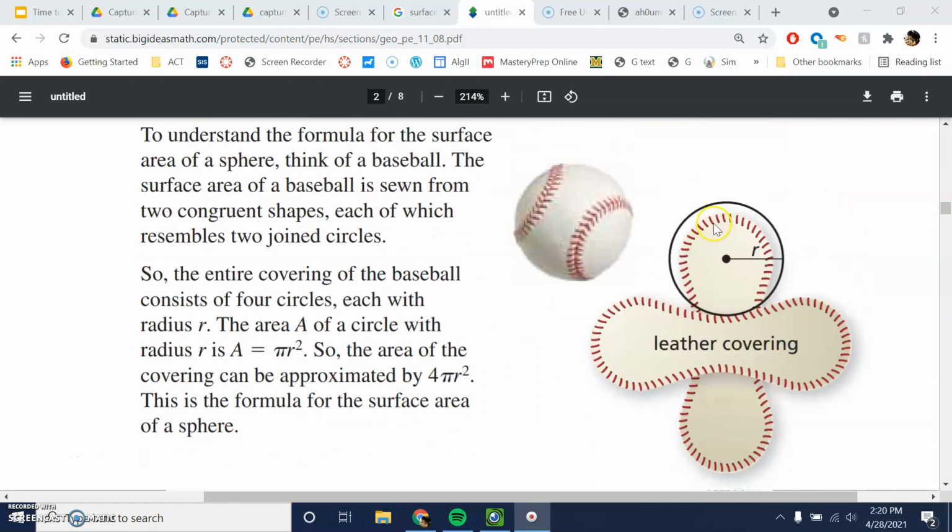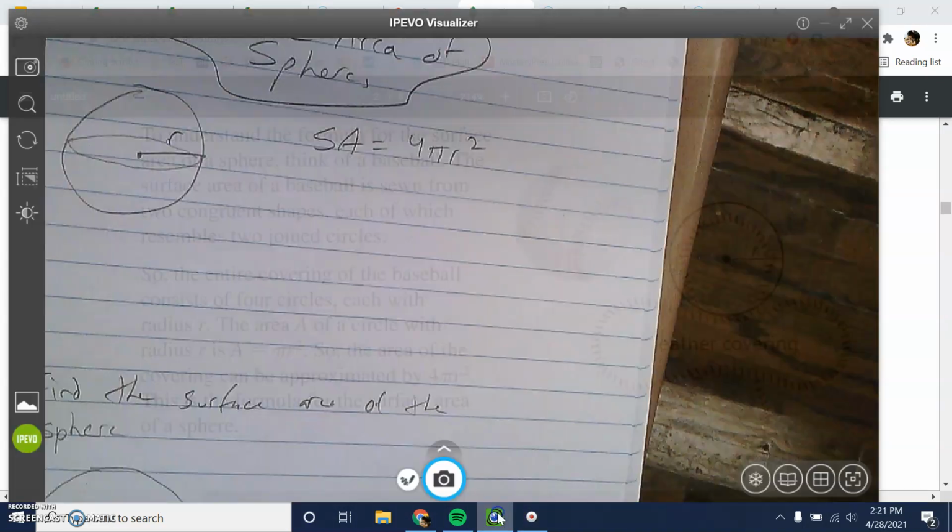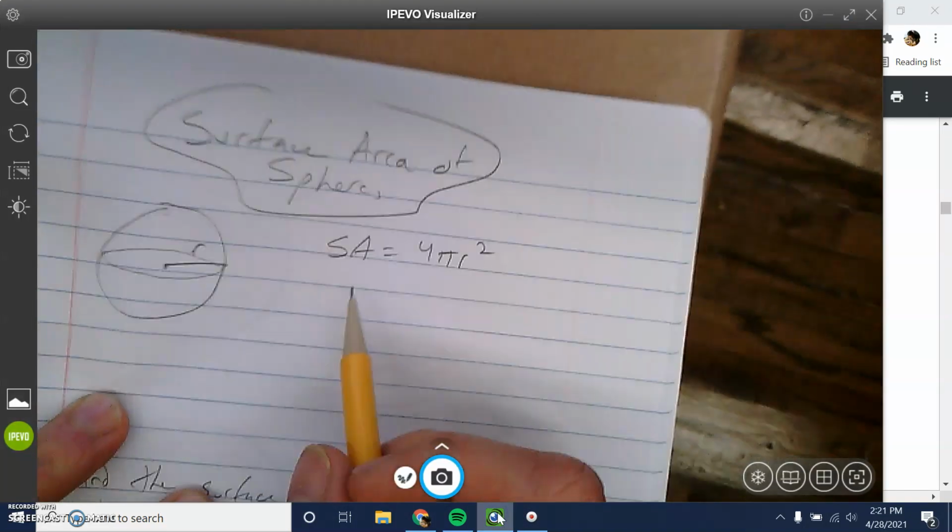Okay, so if you take those two pieces and you make a cross out of them like this and like this, you see you have an approximate of 4 circles. You get a circle here, circle here, circle here, and a circle on the bottom. And so the area of the covering can be approximately 4 pi r squared, or 4 circles. This is the formula for surface area of a sphere.